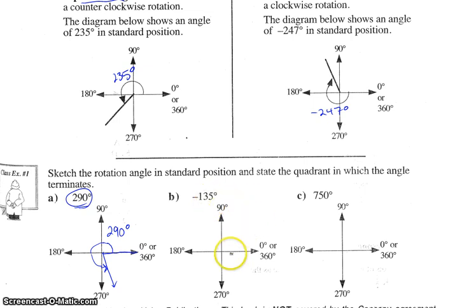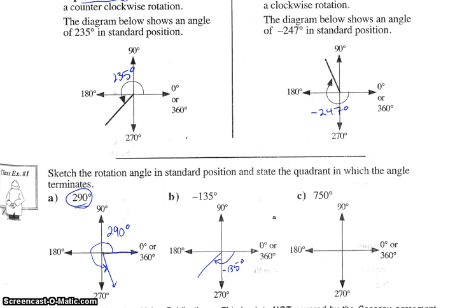Negative 135 degrees, negative this time, so we're rotating from the positive x-axis still, but we're rotating clockwise. So to here would be 90 degrees, 180, so that's too far. So we want to land somewhere in between here, and that would be approximately an angle of negative 135 degrees.